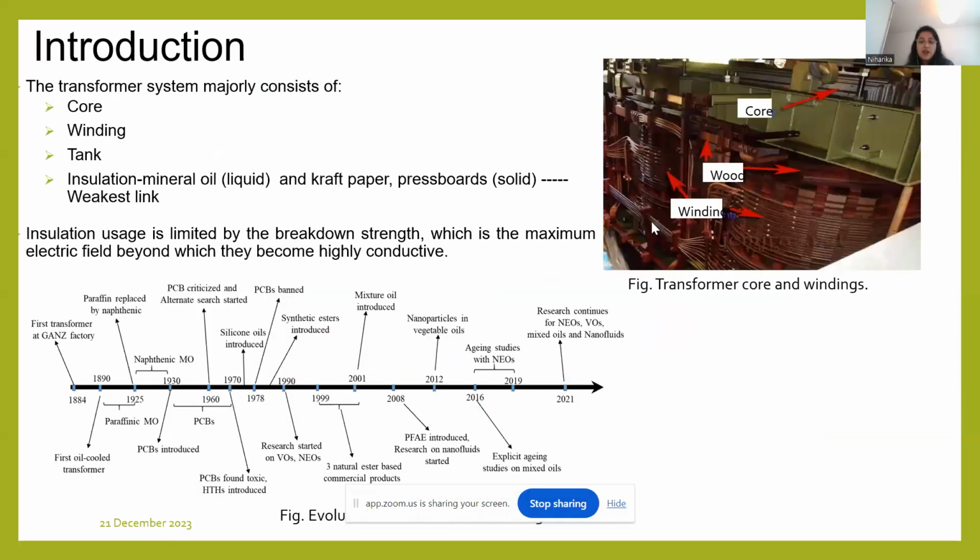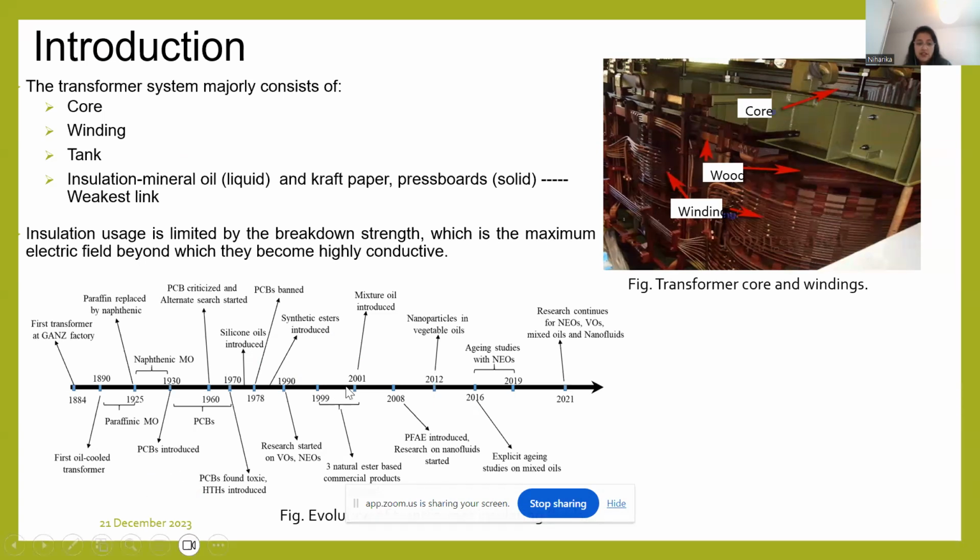In the transformer, there are many components: the core, the winding, the tank, and the insulation. My research is basically focused on the insulation, which is the mineral oil, along with the kraft papers and pressboards. I will be mostly focusing on the mineral oil, which is the liquid part of the insulation. The insulation usage is limited by its breakdown strength, which is the maximum electric field beyond which they become highly conductive.